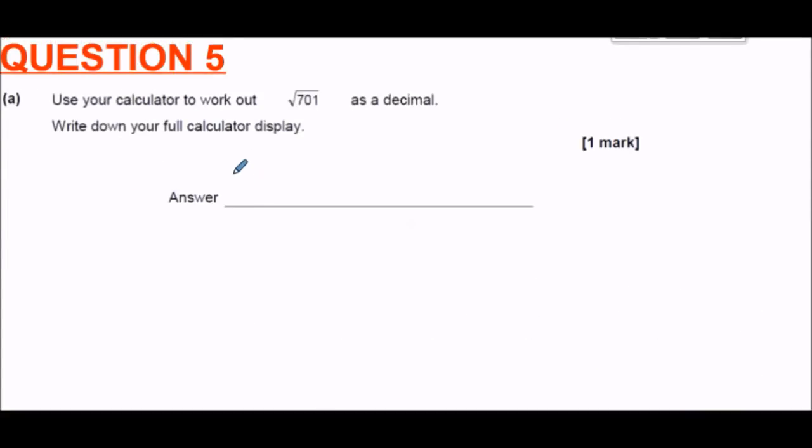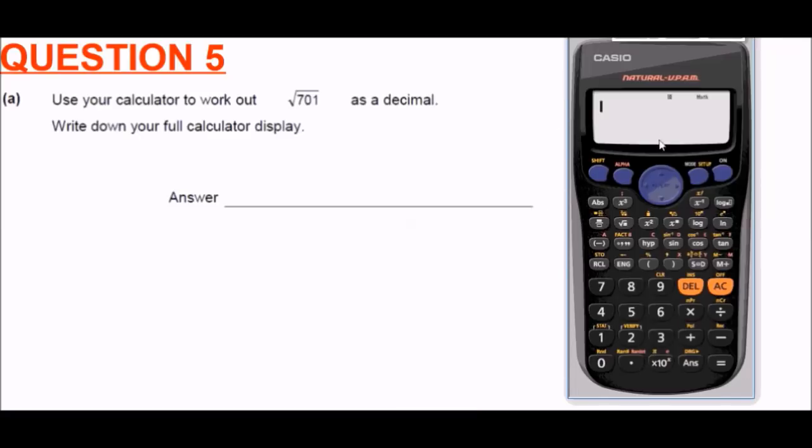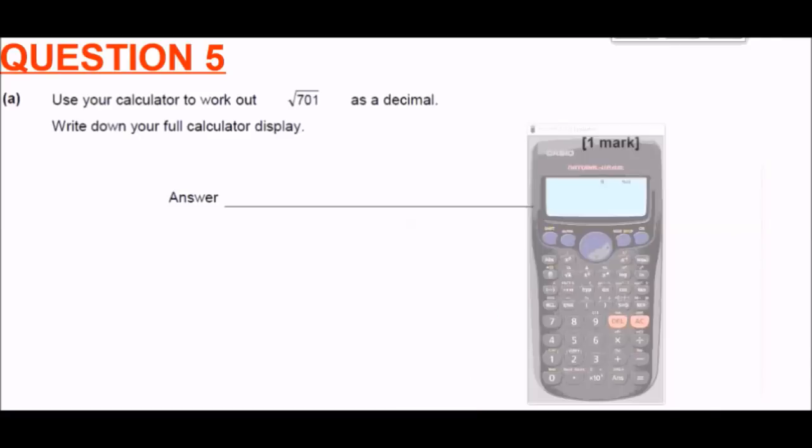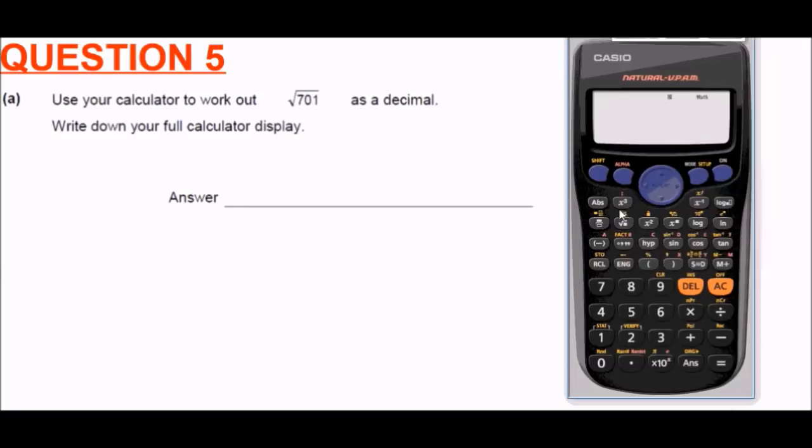Question 5. Use your calculator to work out the square root of 701 as a decimal. Now, the tick just means square root. As long as you're comfortable using your calculator, you shouldn't have any problems with this. It says write down your full calculator display, so just do what the calculator tells you. So what we can do is press the square root button, and type in 701 equals. Doesn't really seem to have done anything.